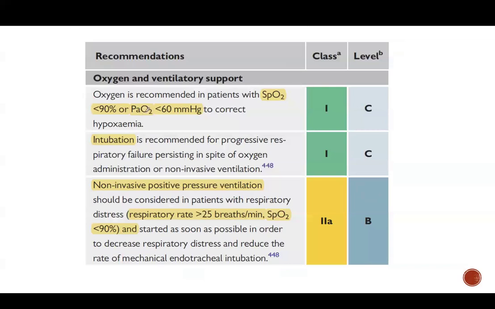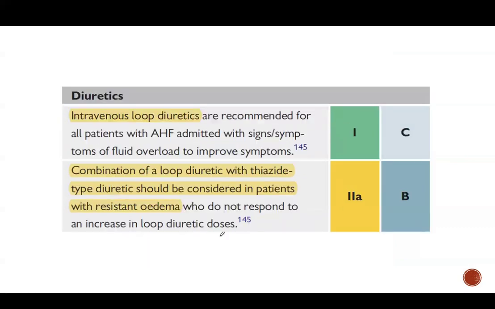Other recommendations in acute heart failure: oxygen supplementation should be given only if SpO2 is less than 90% or if PaO2 is less than 60. Intubation is recommended for progressive respiratory failure. Suppose the patient is already on non-invasive ventilation and is still not recovering, then you should consider intubation. Non-invasive ventilation should be considered in patients with a respiratory rate of more than 25 breaths per minute with SpO2 of less than 90%. Intravenous diuretics are recommended for all patients with acute heart failure admitted with signs and symptoms. And if you suspect resistant edema, then you should combine it with a thiazide diuretic.